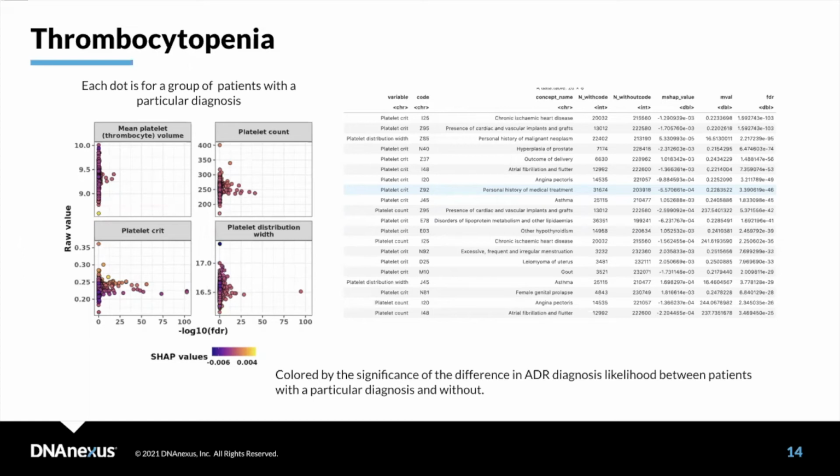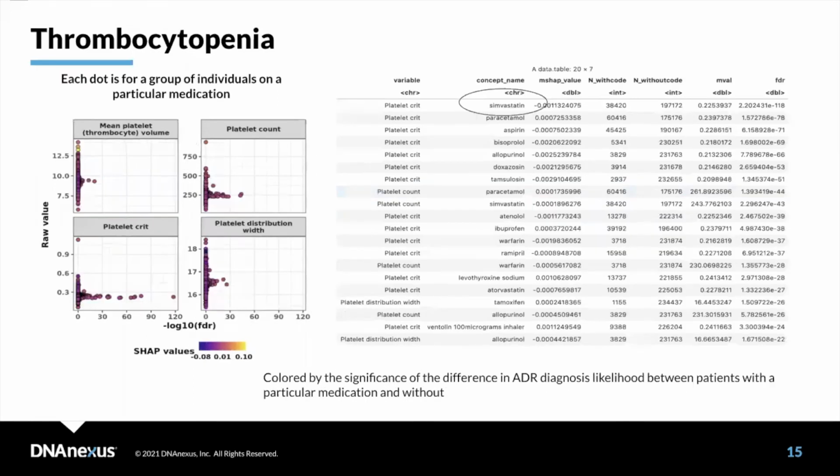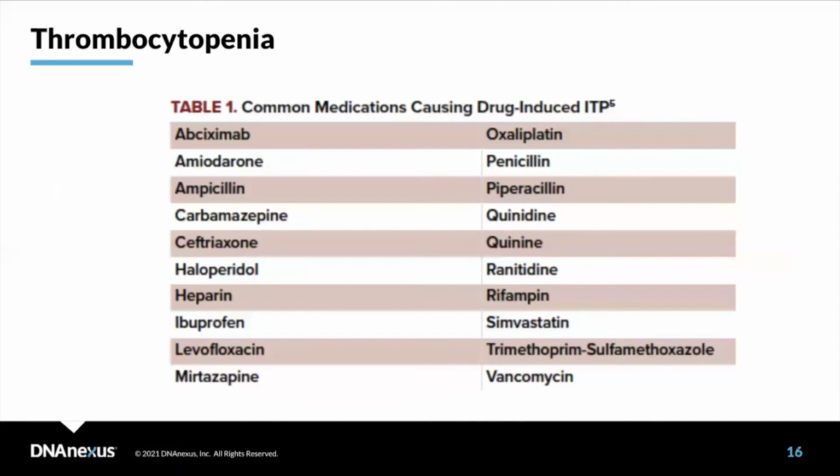But what I think is more immediately exciting, although again, we'll come back to this later, is that we were also able to look at particular medications and their significance in terms of platelet count. And one thing that you can clearly see here is that simvastatin is right up at the top of this list. And we can go back and see that ibuprofen is a major cause of drug-induced ITP.